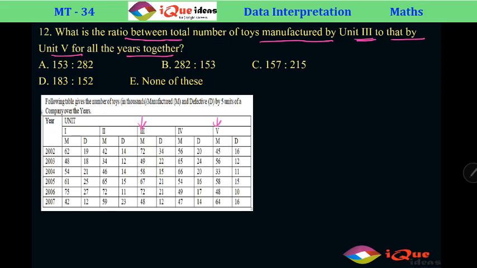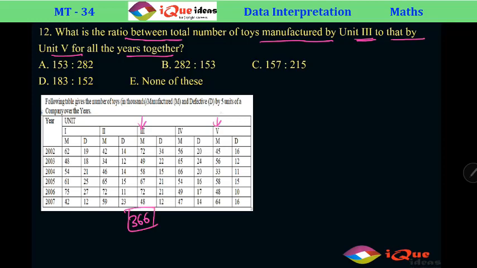So for unit 3, the total sum will be 2 plus 9, 11 and 8, 19 and 7, 26 plus 2, 28 plus 8, 36, 3 carry, 3 and 7, 10 plus 4, 14 plus 5, 19 plus 6, 25 plus 7, 32 plus 4, 36. So 366 is the total value.